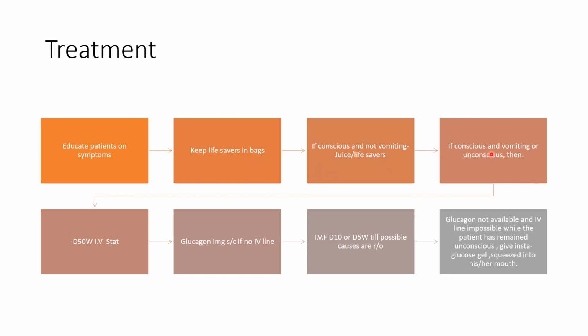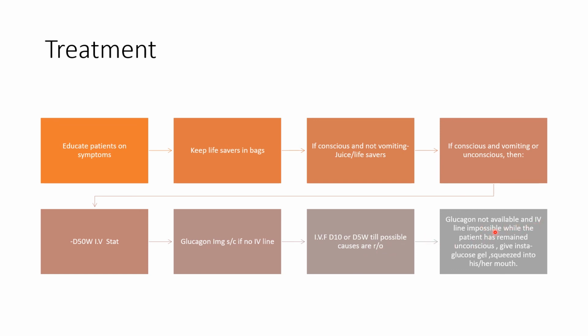If the patient is conscious and vomiting, or unconscious, then the story will change. We have to look for something intravenously. D50 will be welcome here. You can give glucagon if this person is on a journey. If you are hiking somewhere in the bush, or on top of a mountain, and nobody is there with D50 or an IV line, but you have glucagon and a needle and syringe, give 1 milligram subcutaneously. Or if you have D50 but cannot get the IV line, then go for glucagon. You can give IV fluid D10 or D5 until possible causes are ruled out.